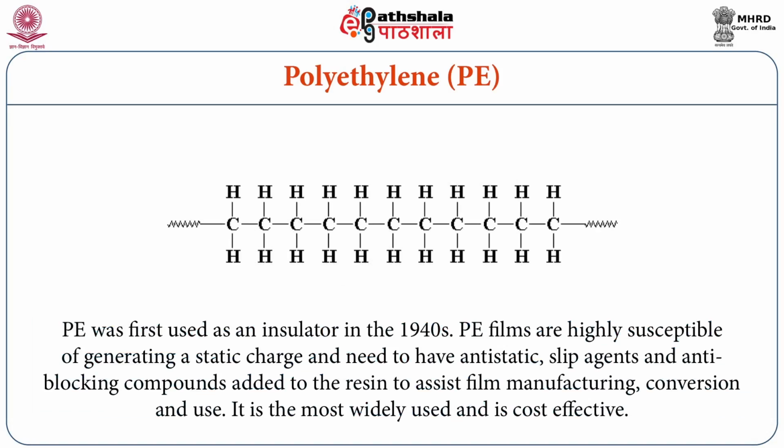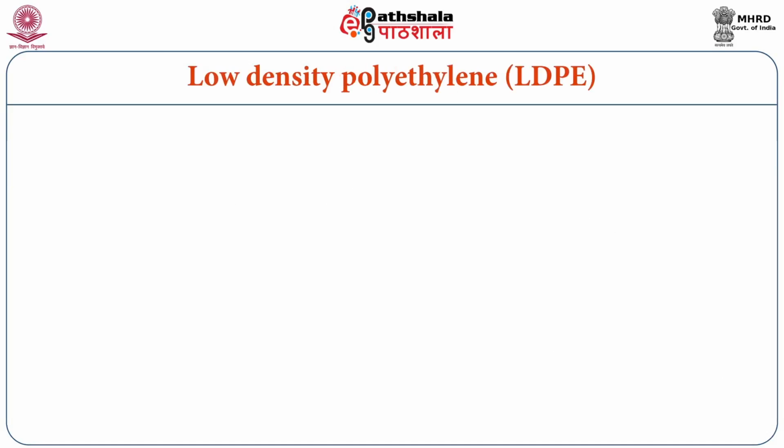Polyethylene was first used as an insulator in the 1940s. Polyethylene films are highly susceptible to generating a static charge and need to have anti-static slip agents and anti-blocking compounds added to the resin to assist film manufacturing, conversion and use. It is the most widely used and is cost effective. One of the polyethylenes is LDPE, low density polyethylene.